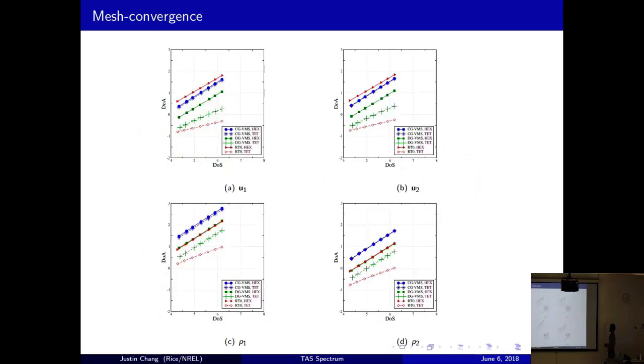For the mesh-convergence plots, we get basically second order convergence for the CG and DG methods. With RT0 on the tetrahedron you're getting first order convergence, but for some reason you're getting superlinear convergence when you use RT0 on the hex element.